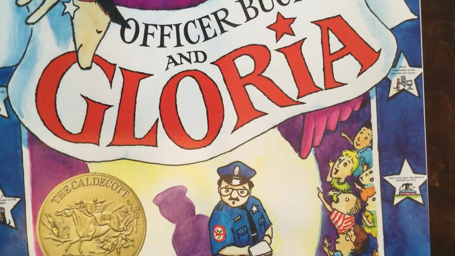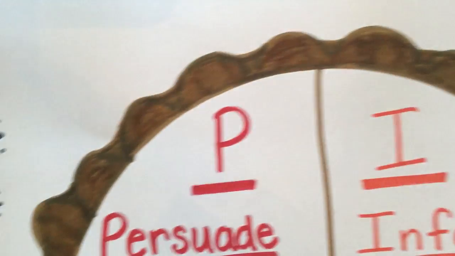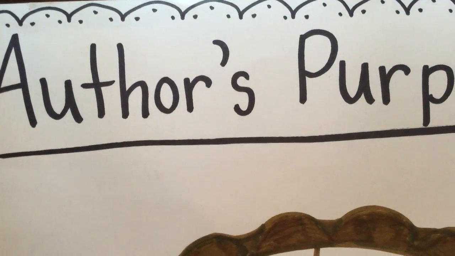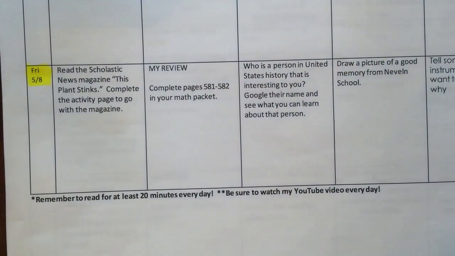And then remember when we said our thinking about ants, that book was to inform you. So author's purpose, why does the author write the story? All right, I forgot to go back to that yesterday, so I wanted to make sure that I included that in today's video. All right, ready for math.